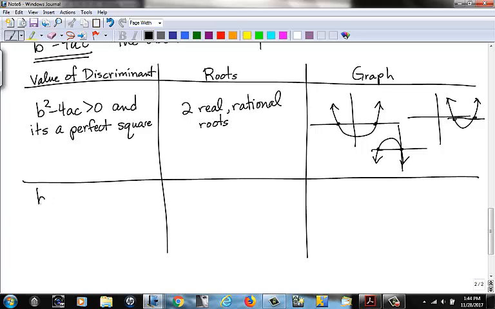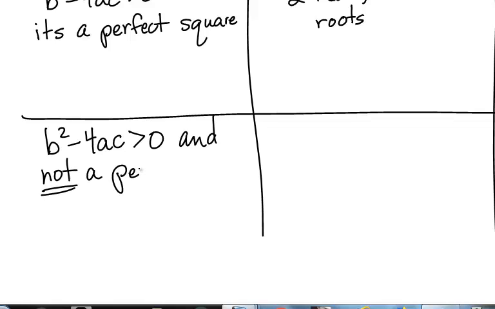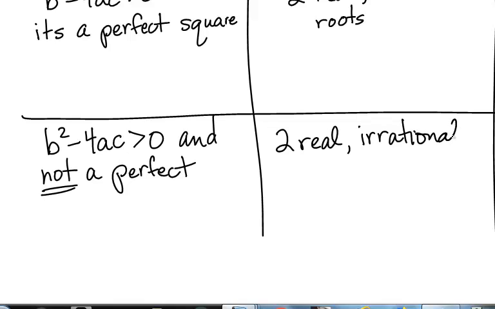If you look at the discriminant, your b squared minus 4ac, and it is greater than 0 and not, double underline that, not a perfect square. So let's say my first example was 31. 31 is greater than 0 and it's not a perfect square. I'm going to have 2 real irrational roots.